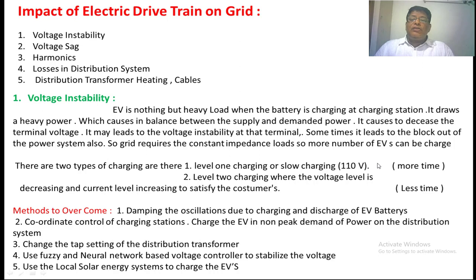Because of this heavy power drawn by the EV charging stations, the voltage at the terminal will be decreasing. That we can maintain by changing the tappings on a distribution transformer. The main effect of this is voltage instability, nothing but the voltage at the terminal will be drastically decreased. So we can use a voltage controller with the latest control techniques such as fuzzy control and neuro controller, so that we can maintain the voltage at the terminals almost constant.